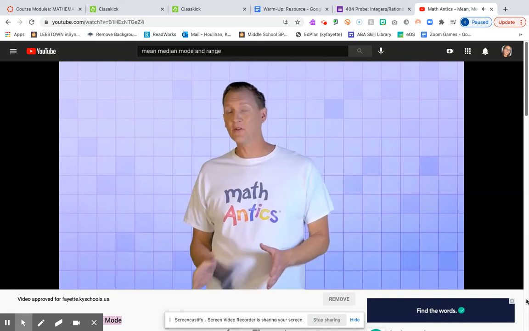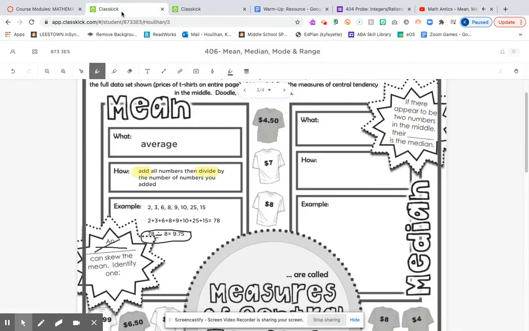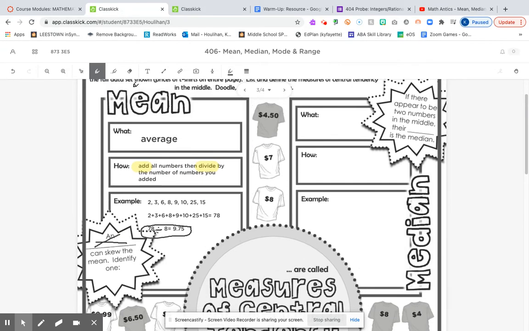Okay, so now you know the difference between mean and median. All right, let's go back to our notes over here. And here we go. I am just going to take what I put up here, this data set, and put it over here. So when we get ready, I already have my data set.